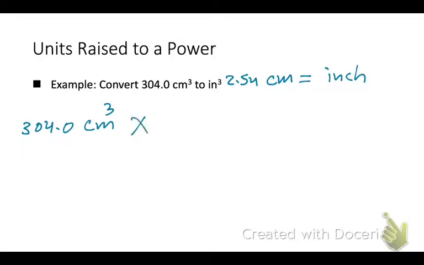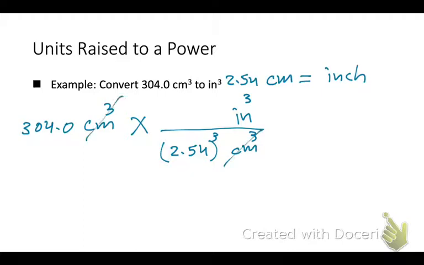So here's what I'm going to do. I'm going to put centimeter down, an inch up, and then I'm going to put the relationship 2.54, and now I'm going to raise everything to power 3. So inches to the power 3, centimeter to the power 3, and this is where students make mistakes, the numerical value to the power 3. Now this will cancel cubic centimeter and will give me my answer.